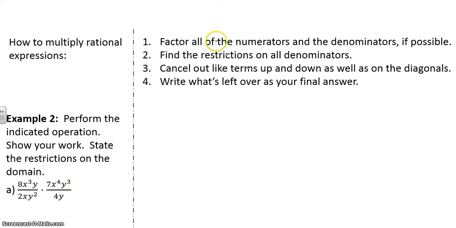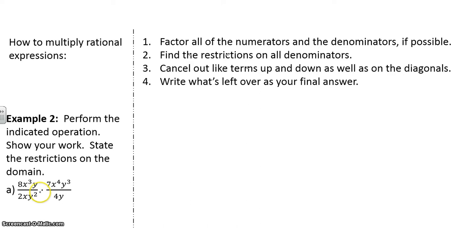So first, step 1 says to factor. Well, since each of these numerators and denominators are what we call monomials, they're just single terms. So 8x to the third times y, that's all one term. That's what we call a monomial. There's nothing to factor. So step 1's done.